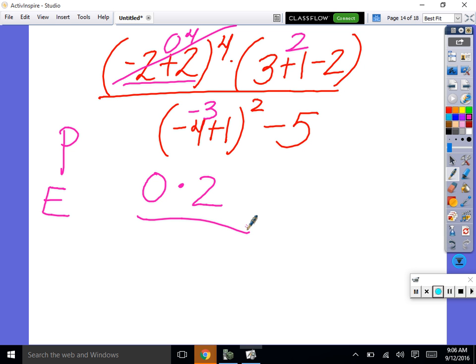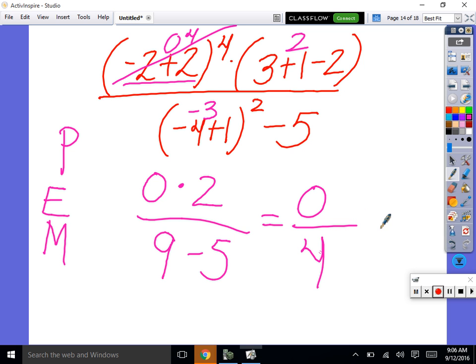Negative 3 squared. If you're going to type it in your calculator, you have to use parentheses. Negative 3 in parentheses squared, which is negative 3 times negative 3. Isn't that positive 9? Guys? Then minus 5. Now we've done exponents. Multiplication comes next. So on top, 0 times 2 is 0. On bottom, we have 9 minus 5, which is 4, correct? 0 divided by 4 is 0.